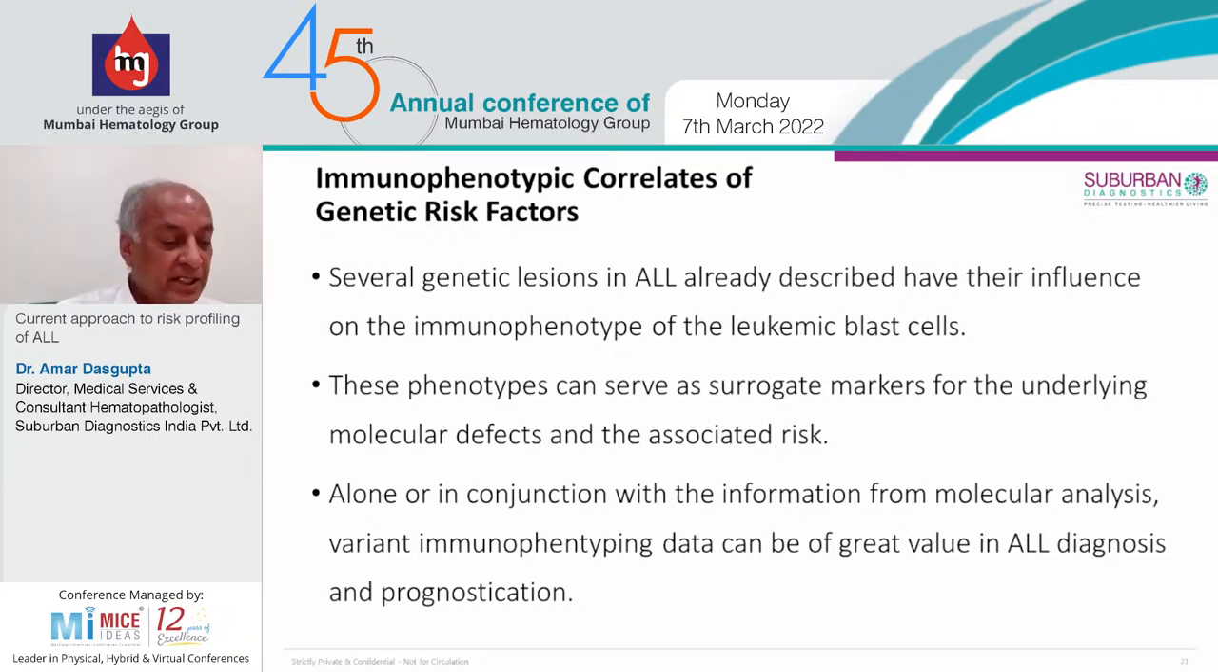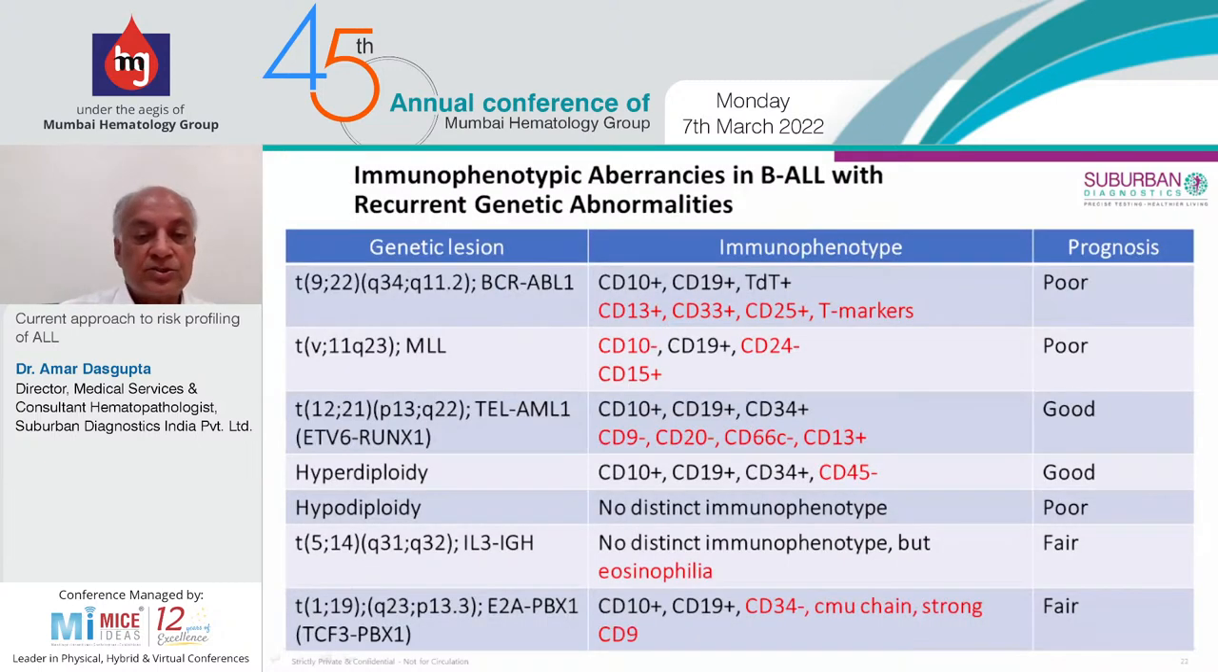And finally, I would like to quickly, in 2 minutes, show what I mentioned earlier, and that is the use of the immunophenotype of leukemic cells as a surrogate marker for the underlying molecular defects and the associated risk. The next slide shows the list of such immunophenotypic aberrancies that we see in ALL patients, wherein expression of myeloid antigens or loss of one or the other B lymphoid antigens is associated with the various genetic markers that we spoke about just now, which indicate either poor or favorable prognosis. And even ploidy status gets correlated, particularly hyperdiploidy in patients of ALL, when one does immunophenotyping, and so on and so forth.